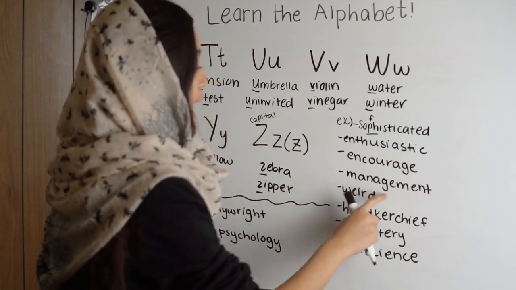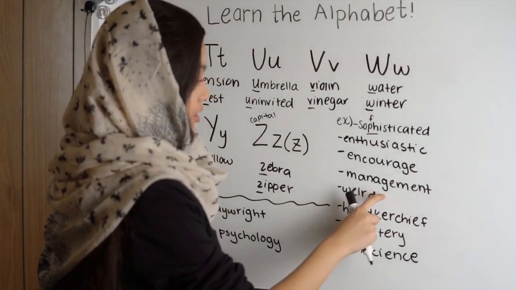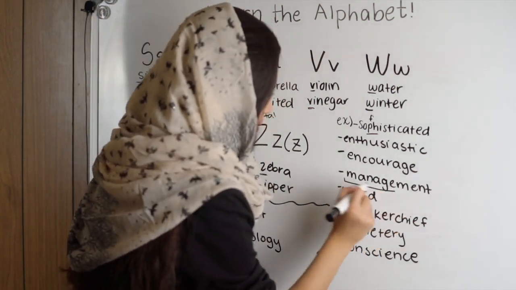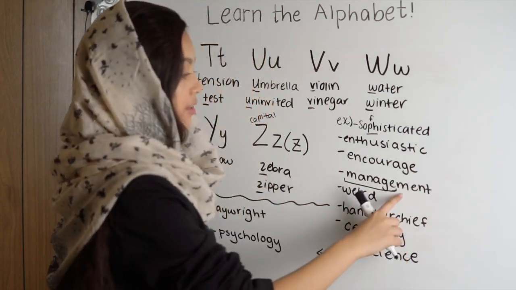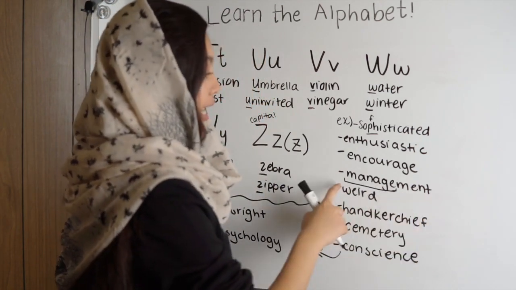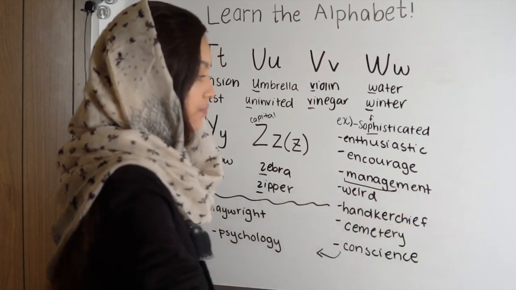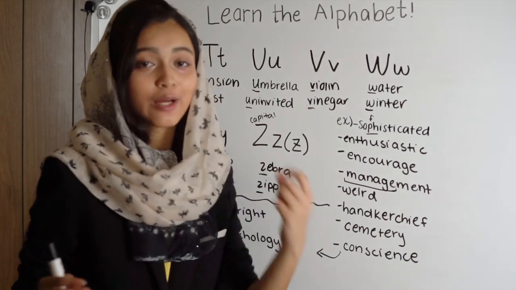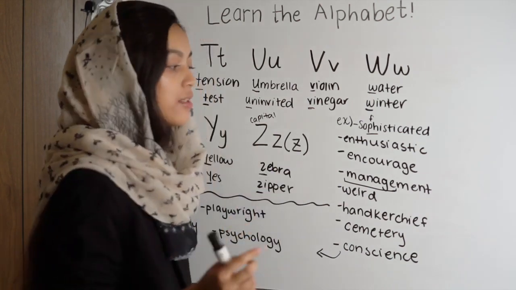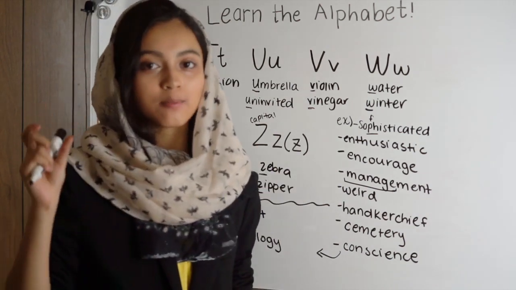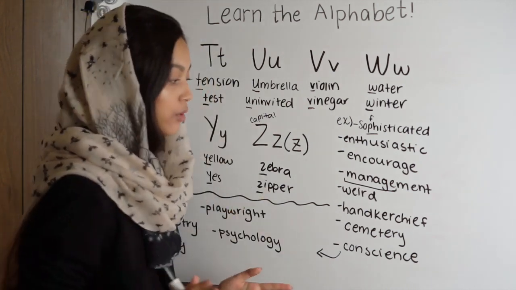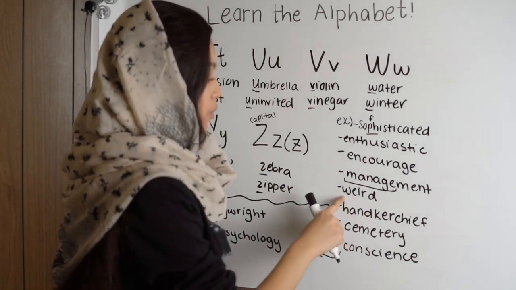Then we have management. Management. If you can already see the word manage, then you just have to figure out ment together, it's management. When you see a big word that you cannot pronounce well, then what you can do is you can break it up into smaller pieces that you know. I'll show this in the next example. So then we have weird.